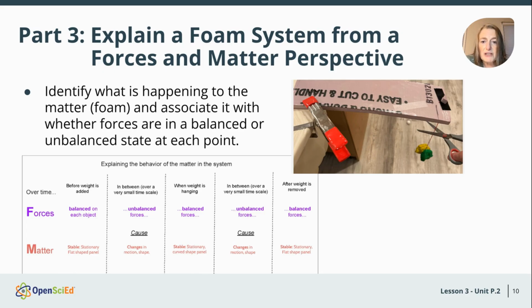We add our observations of both matter and forces to our explaining the behavior of the matter in the system poster. This sets us up to begin evaluating energy transfer.